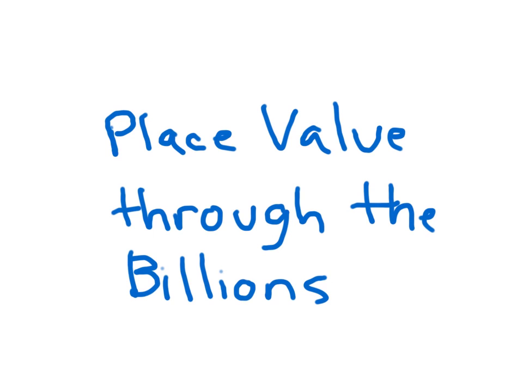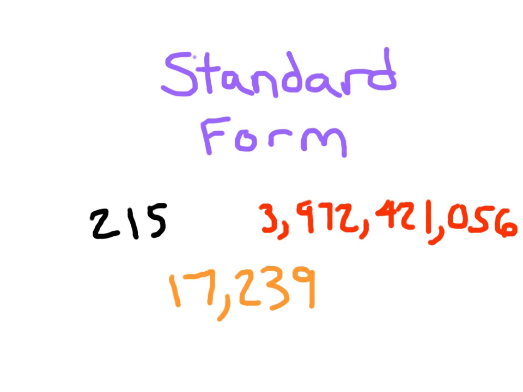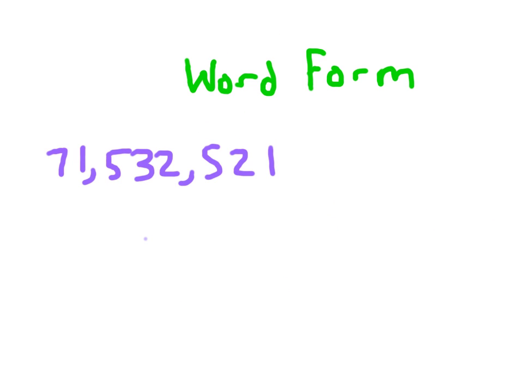Place value through the billions. Remember that standard form is just the number, whether it be 215, 17239, or this number here, 39724210056. That's the standard form of that number. The word form is that number put into words. It's what you say and how you would say that number.